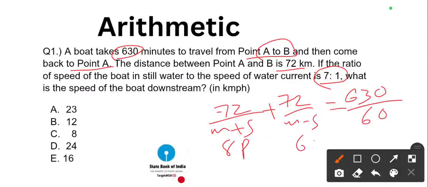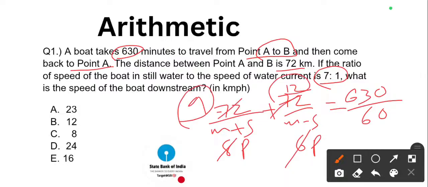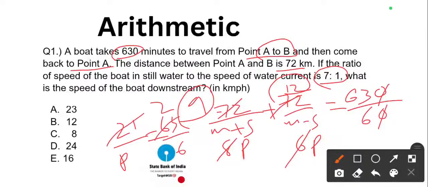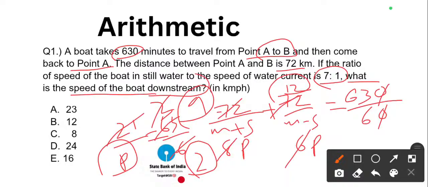This will be 6 parts. 6 12 times, 8 9 times. So 9 plus 12, which is 21 by parts, equals 63 divided by 6. So we get 3 divided by 2. Okay, so the P value will be 2. The question asked is, what is the speed of the boat in downstream? It asks about the M plus S value, which is 7 plus 1, 8 parts. 8 parts value will be 8 2 times, which is 16. Option E is our answer.